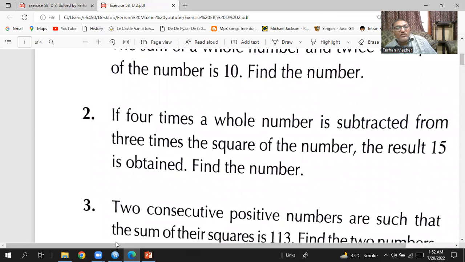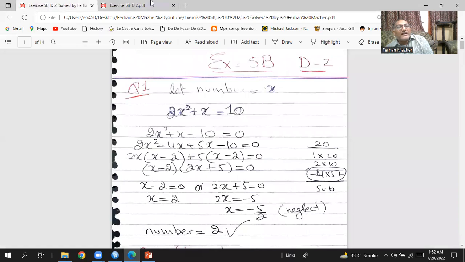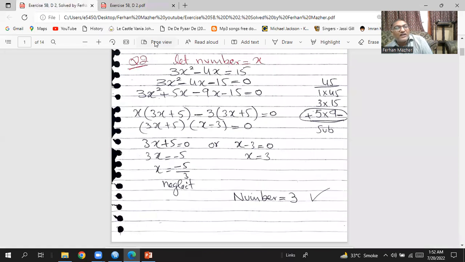The next question is question number 2. He says, if 4 times a whole number is subtracted from 3 times the square of the number, the result 15 is obtained. Find the number. Suppose that number is x. So then he says 3 times the square of the number, from it, 3x squared. From it, you have to subtract the 4 times the whole number. So 3x squared minus 4x, and that is equals to 15. So this is how you will make that equation according to that story which they gave.